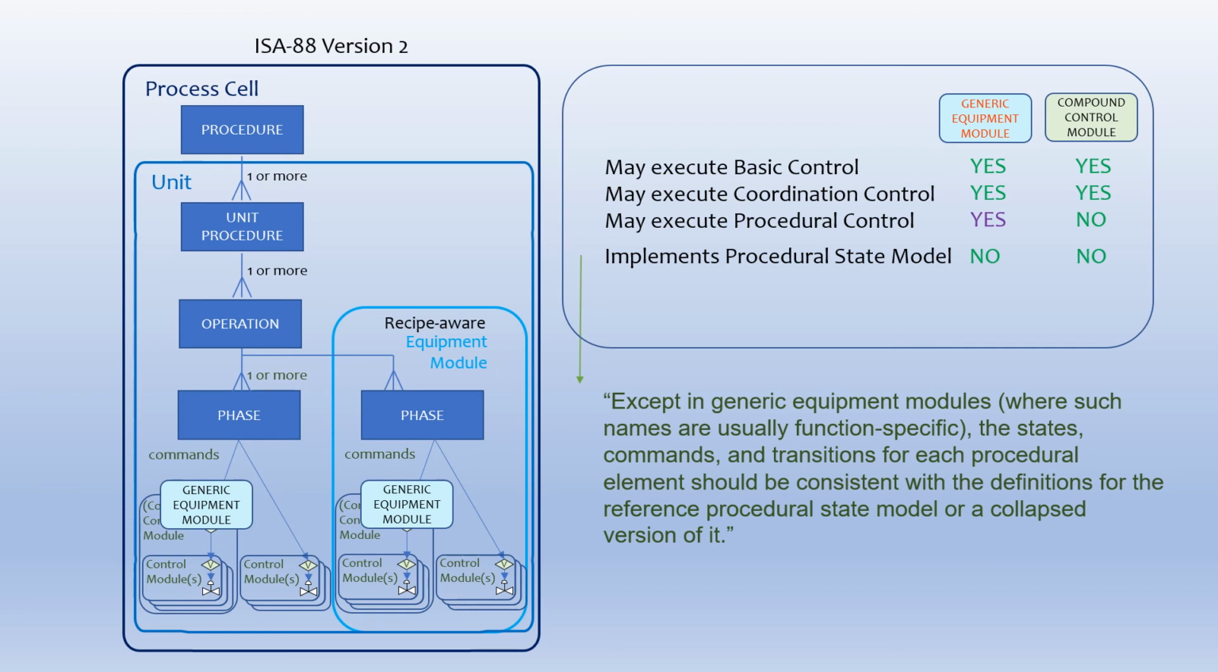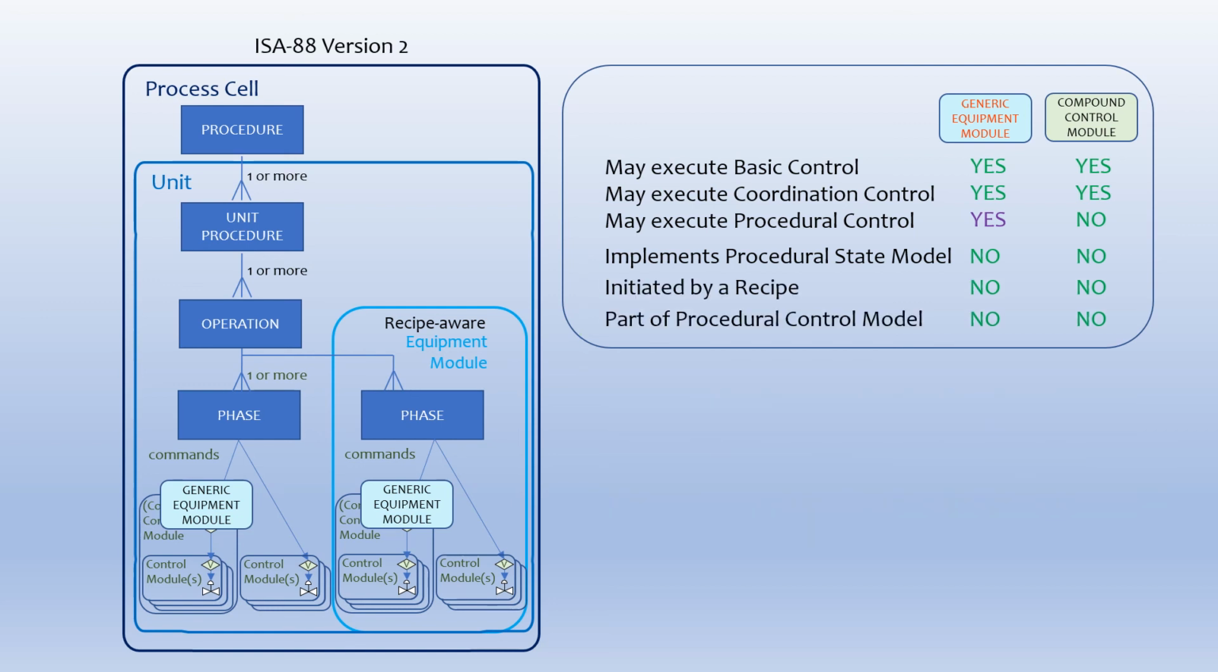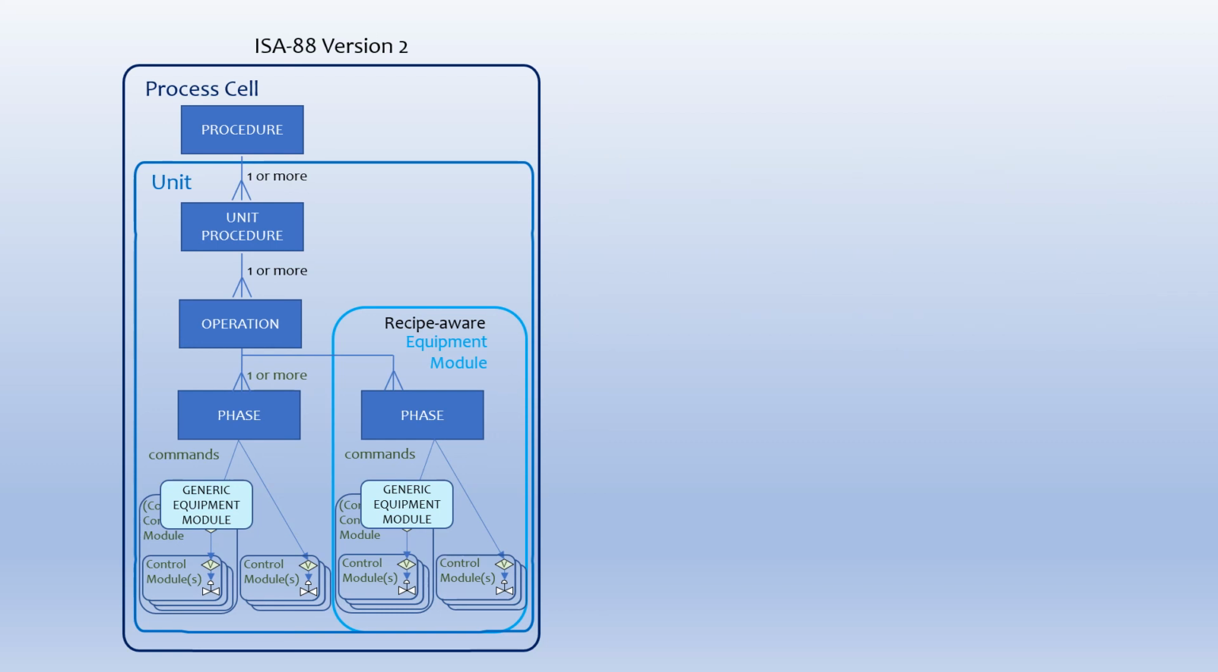Here's the quote from ISA-88 that excludes it from implementing the standard states. It's also not initiated by a recipe, and it's not part of the procedural control model. So what that means is that it carries out procedural control, but has none of the characteristics of procedural control. Now, to me that's weird. It doesn't waddle, it doesn't quack, and it doesn't lay eggs, but it is apparently still a duck. So go figure. For me it's simple. It's a thing that allows us to call a compound control module an equipment module and still nominally comply with ISA-88.